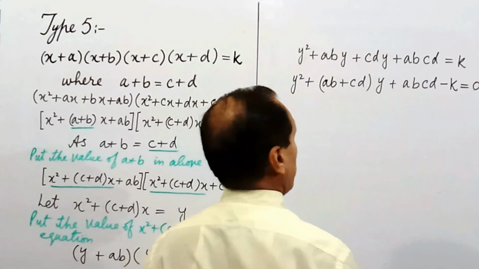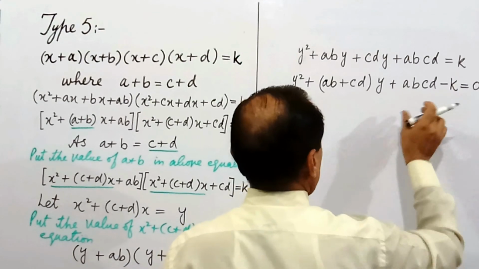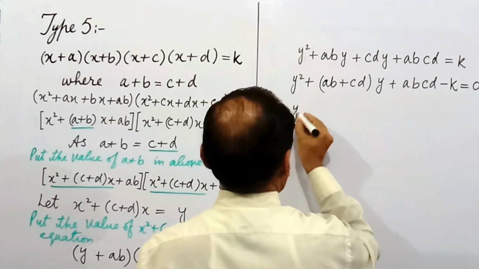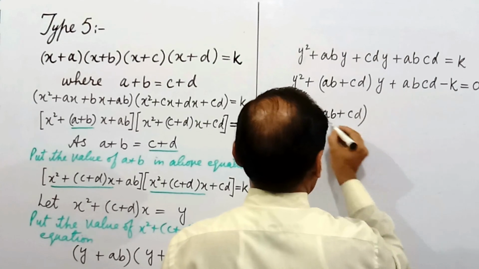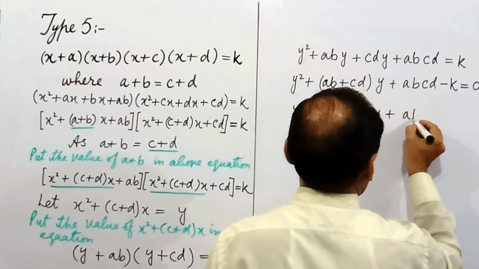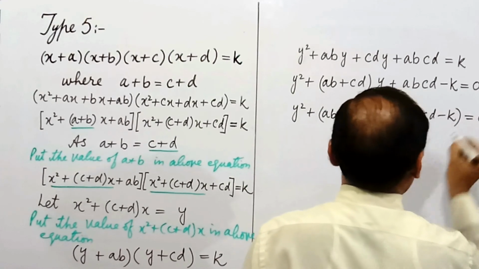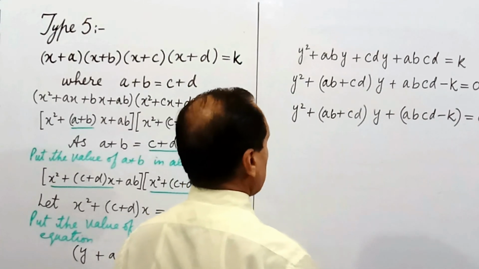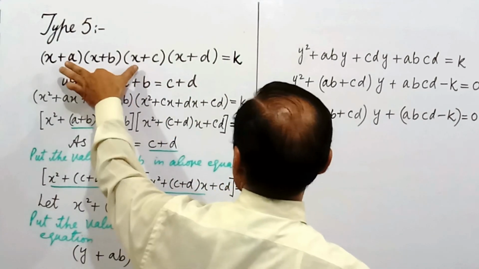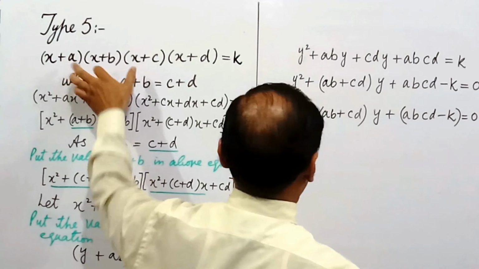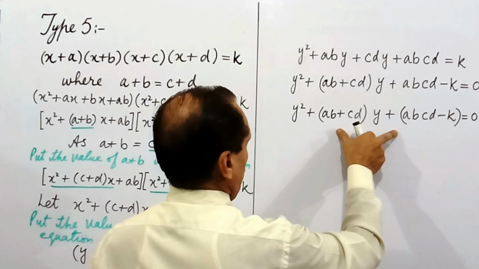As according to the standard form of quadratic equation, constants are actually taken as one unit. So we write y square plus ab plus cd into y plus abcd minus k is equal to 0. Now we have the simple quadratic form. So we reduce this kind of given equation into the standard form of quadratic equation.